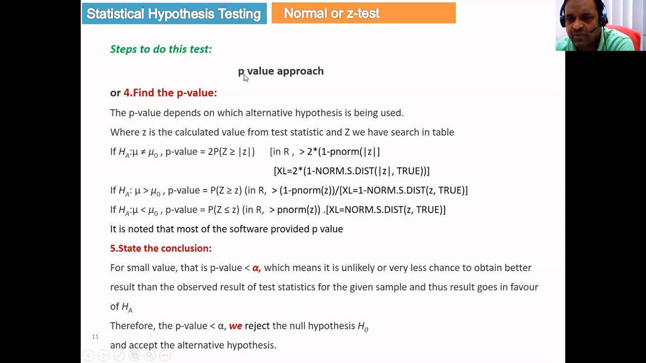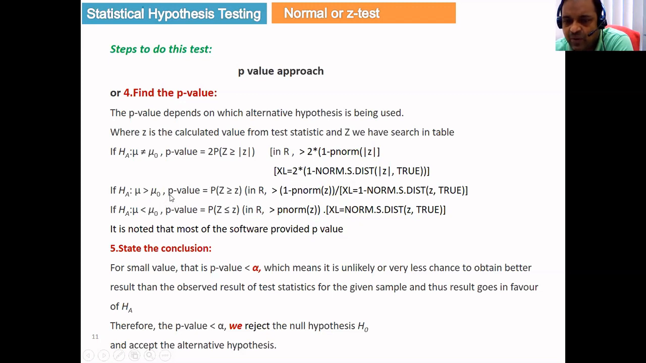For step number 4, we can use the p-value approach. You get some value of Z, and for a two-tail test the p-value will be 2 multiplied by the probability that Z is greater than that positive value. In R you can get it as 2 multiplied by 1 minus pnorm of the positive value of Z. In Excel, you get the p-value as 2 multiplied by 1 minus NORM.S.DIST of the value of Z, and TRUE. We'll do it in Excel, and I'll show how to find the p-value easily. Also from the table, you can easily find the p-value for the Z test.